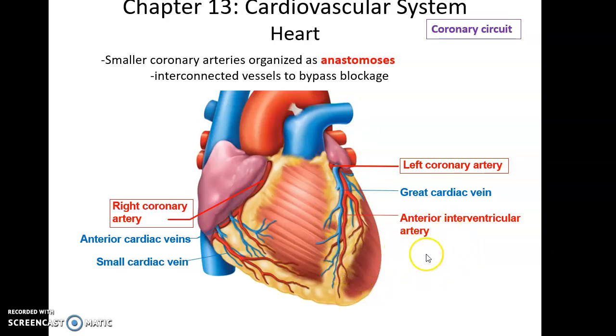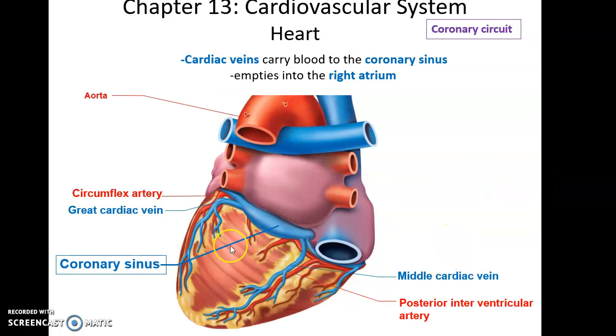Some of the veins' names, which you don't have to remember, include great cardiac vein, small cardiac vein, anterior cardiac vein, and middle cardiac vein. So they're carrying blood away from the heart. And then they empty into the coronary sinus. So you do need to remember the coronary sinus is the vein that carries the blood from the coronary circuit and empties into the right atrium. So the various cardiac veins empty their blood into the coronary sinus, which then empties into the right atrium.